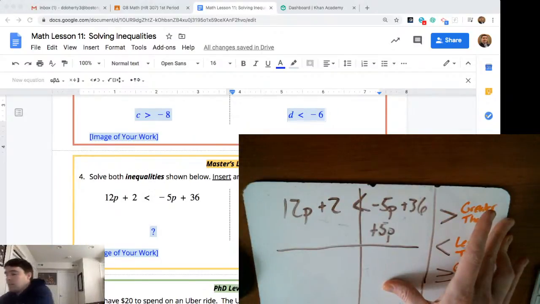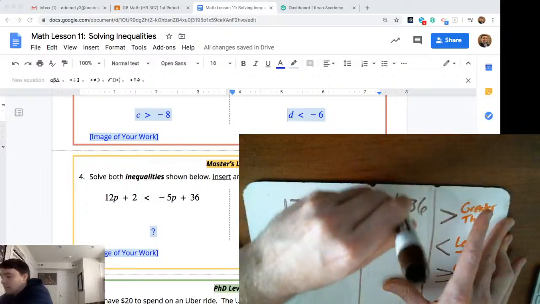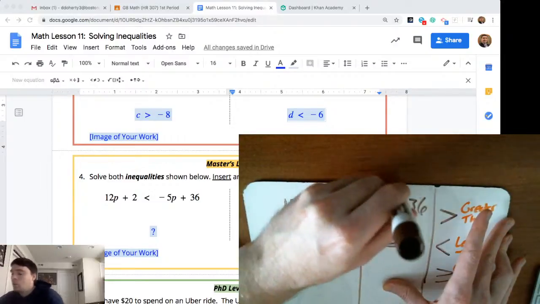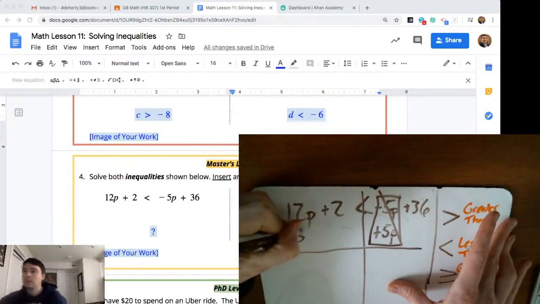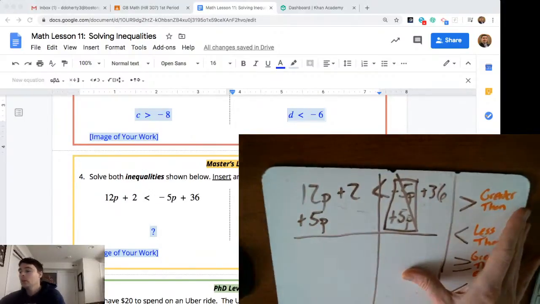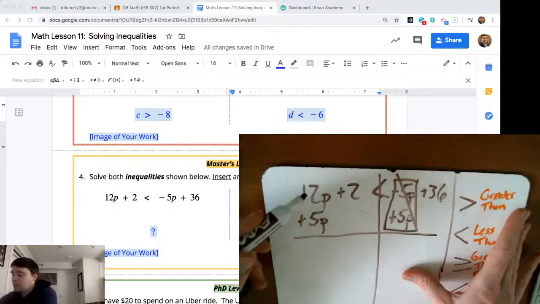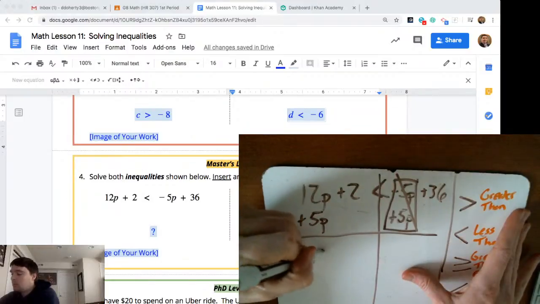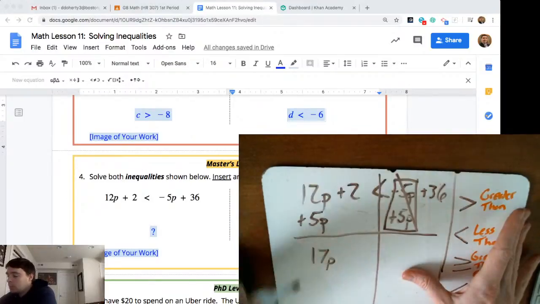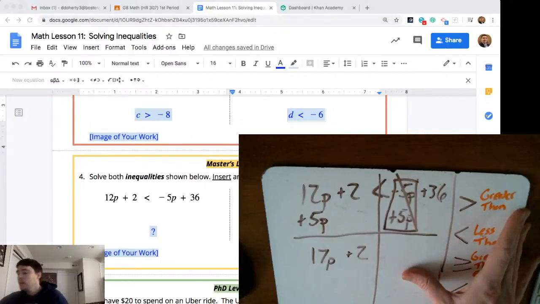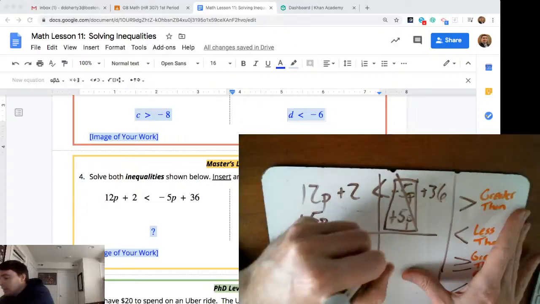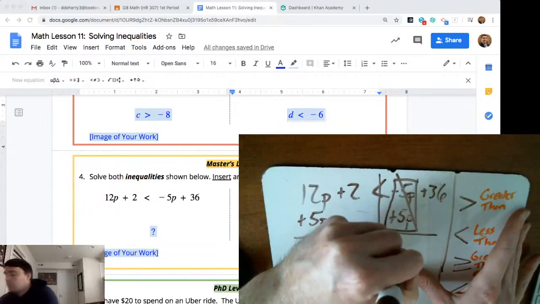By adding 5p, that eliminates the negative 5p from the right side of this inequality. I need to add 5p to the left side to keep everything balanced and true. 12p plus 5p gives us 17p. I bring down the plus 2, that can't be added with the 17p, they're not like terms. And that still needs to be less than the 36 that's over there.